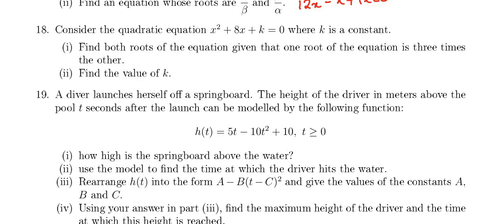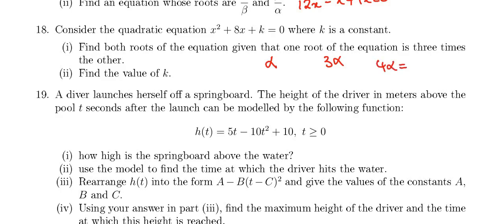Number 18, they're saying, consider the quadratic equation where k is a constant. Find both roots of the equation, given that one root of the equation is 3 times the other. So one is, let's say, alpha, the other one will be 3 alpha, right? This one is 3 times the other one. So now if we add them, we'll get 4 alpha, right?